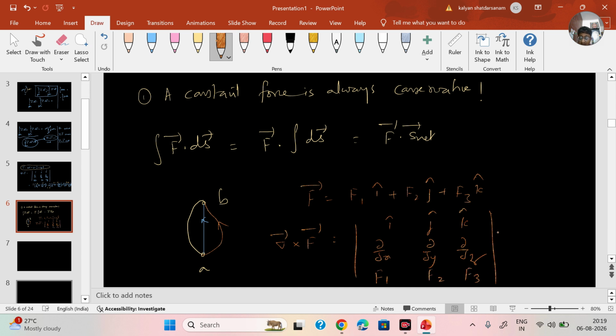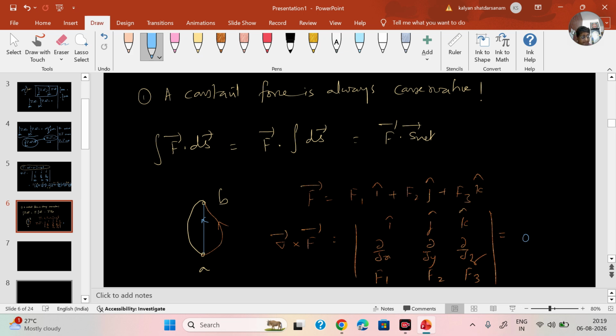So when you expand this, for example, i into dou by dou y of a constant, it will be 0. Derivative of a constant minus dou by dou z of a constant will be 0. So everywhere when you differentiate, you are getting zeros. So this will evaluate to 0. Because del cross F is 0, this force should be conservative. So constant force is always conservative.